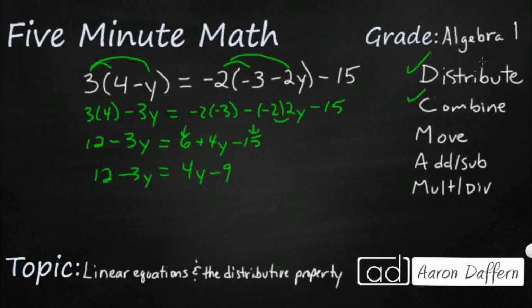Okay, now we can move. So I want to add, let's do this, let's add 3y to both sides, right? So that's going to give me 7y minus 9 equals 12. Now, what I want to do here is I need to add 9 to get rid of it. Add to both sides, and look what I get, 7y equals 21. So that means I just need to divide both sides by 7. y equals 3.